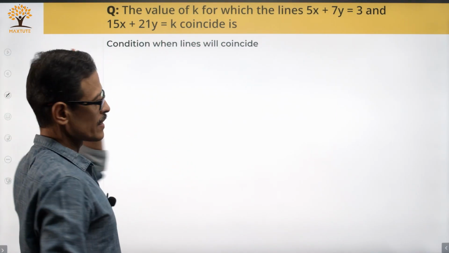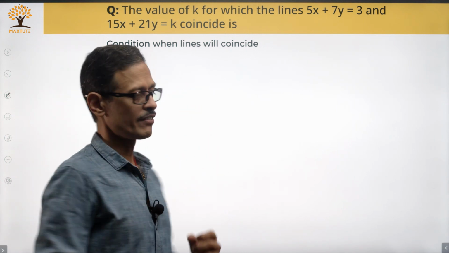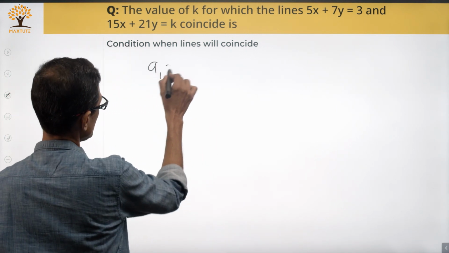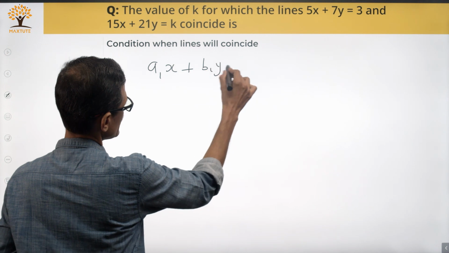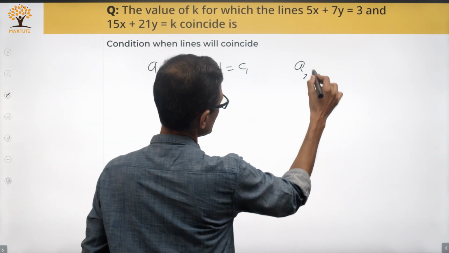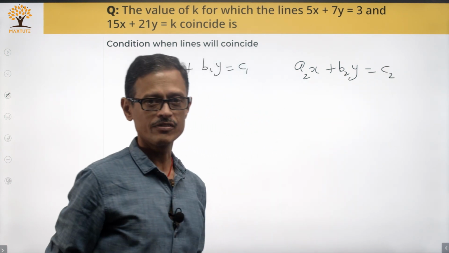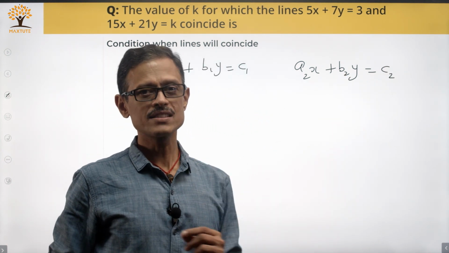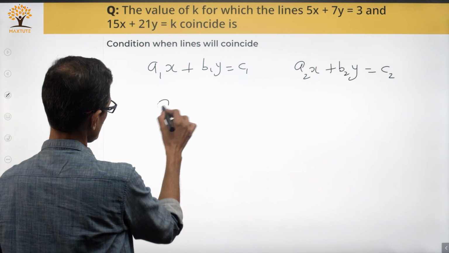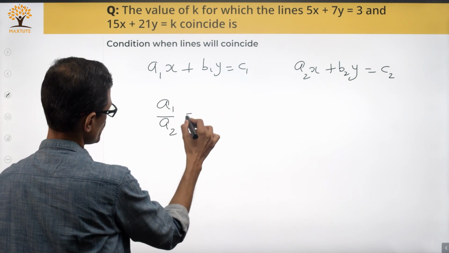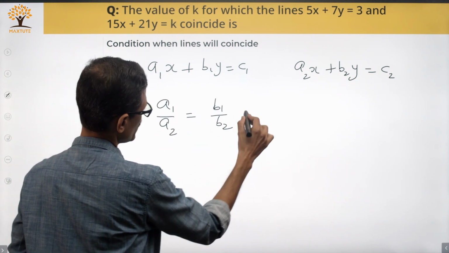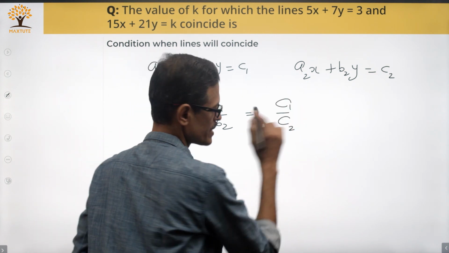Two lines represented by equations, let's say a pair of linear equations in their generalized form a1x plus b1y is equal to c1 and a2x plus b2y is equal to c2, right? If you have these two equations, they will coincide provided this condition is satisfied, which is a1 by a2 should be equal to b1 by b2 should be equal to c1 by c2.